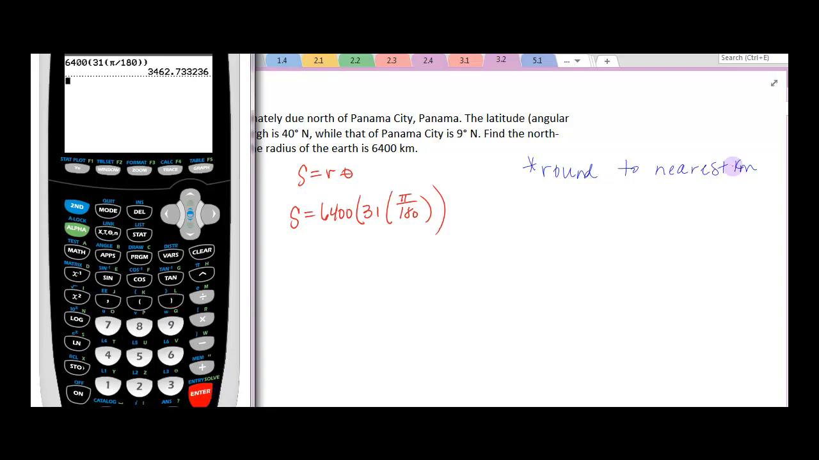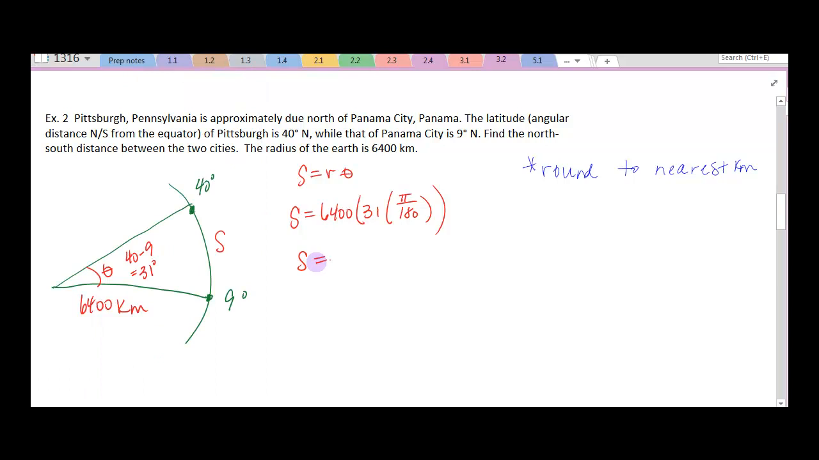rounded to the nearest kilometer, I find out that the distance would be 3,463. So the length is 3,463 kilometers. Okay, so that's how we would use arc length if we're trying to find distance. Kind of neat to think of the earth in that way.